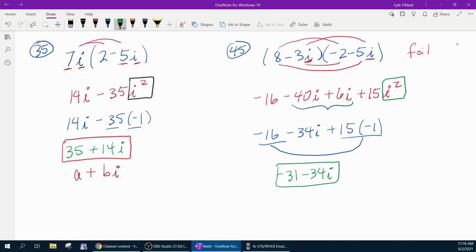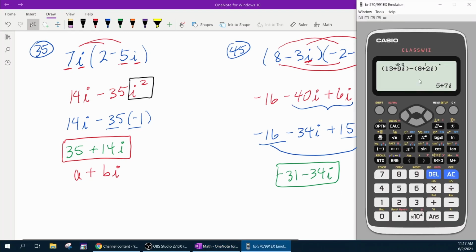That is our final answer in standard form. And guess what we're going to do? Yeah, we're going to check it with the calculator. Let's see if the Casio will multiply complex numbers together. 8 minus 3i times negative 2 minus 5i. Whoo, look at that. Wow, the Casio does all of the FOIL method. It replaces the i squared with negative 1. It combines like terms. It does all of that work for you to give you the complex answer, and it's in standard form. That is fan-freaking-tastic.